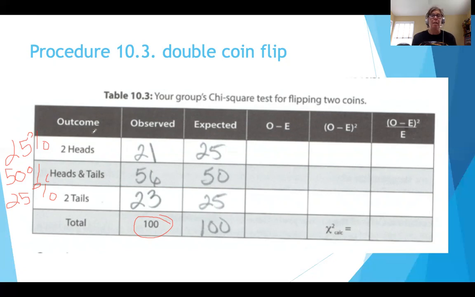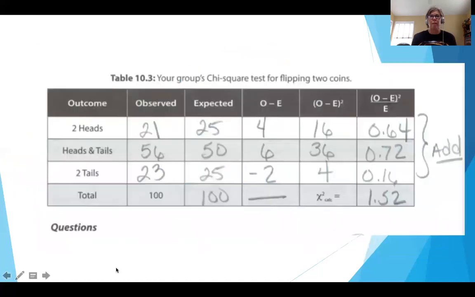Now notice my outcome. I have 3 possible outcomes here, okay? So when we do our math, I did my 21 minus 25, which is 4. When I fill this out, just to save on punching buttons on my calculator, I just go all the way across, so I complete the whole row. So I go 21 minus 25 is 4. 4 times 4, if you don't know where your square button is, remember when we square something, we multiply it by itself. So 4 times 4, that's 16.